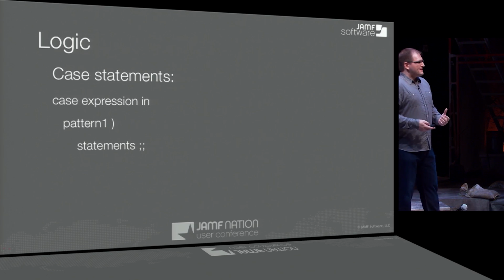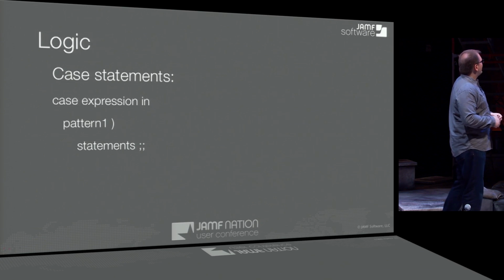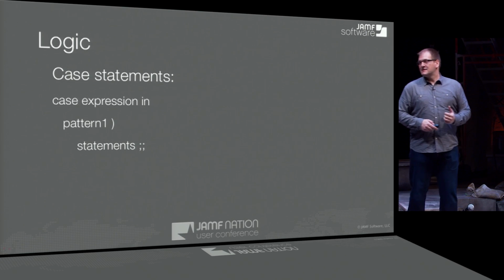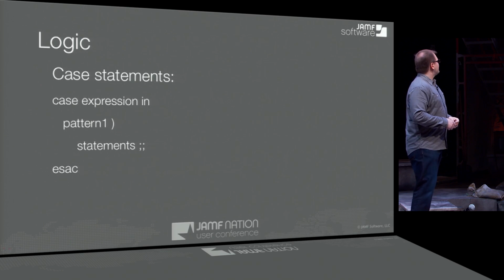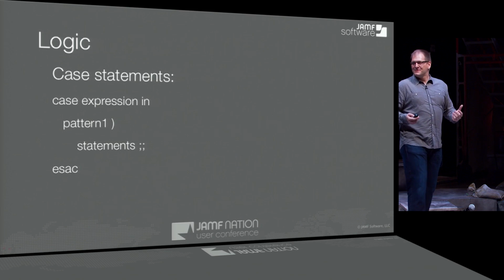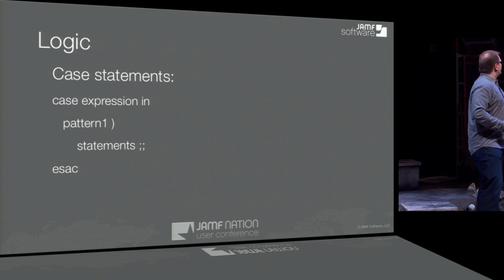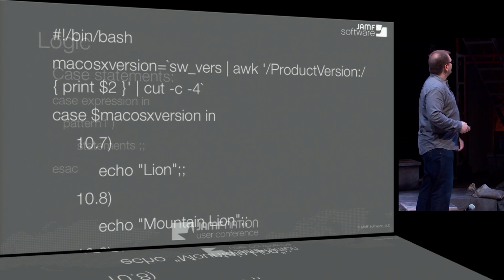I'm going to have my statements, right? So what am I going to do in the instance of pattern 1? And then I'm going to end that case with a double semicolon. And then that lets me move on to the next case. Okay? And then I close out the whole thing with ESAC which is case backwards. Okay, kind of like the FI to close an if. All right. So I want to get a look at an example there.